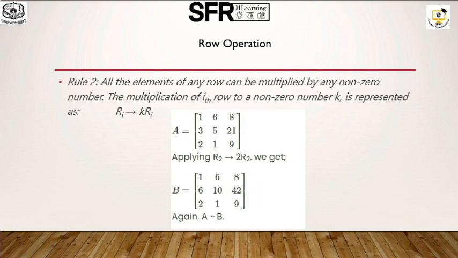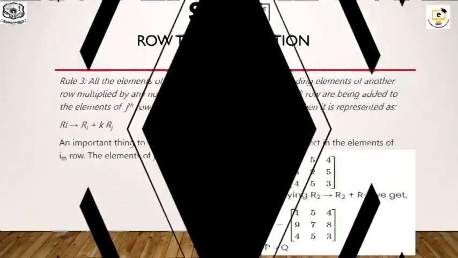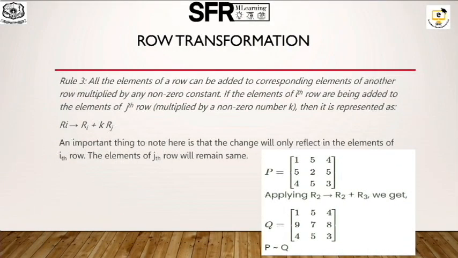There is no alteration in first row and second row. This is the second rule of elementary transformations. Then the third rule is adding a multiple of one row to another. Here we are taking the second row plus third row.